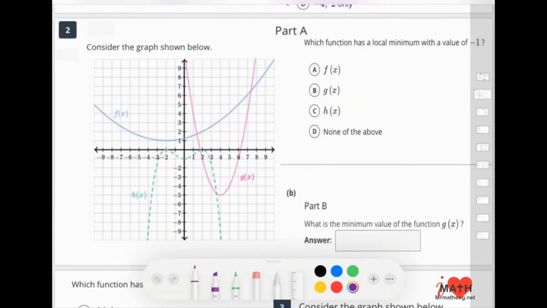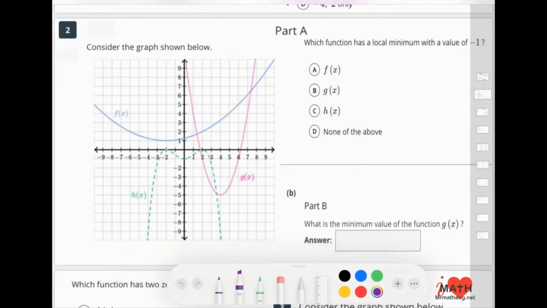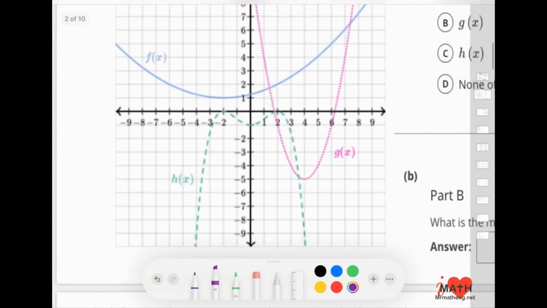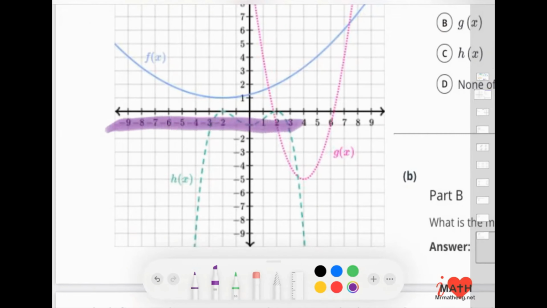All right, let's go over question number 2. Part A here says, which function has a local minimum of a value of -1? So if I go down to a y value, and I'm going to make my purple line there, does any of those graphs hit that purple as a low point? Well, the blue one does not, f of x does not. The g of x goes, that purple line goes through it, but it's not the low point.